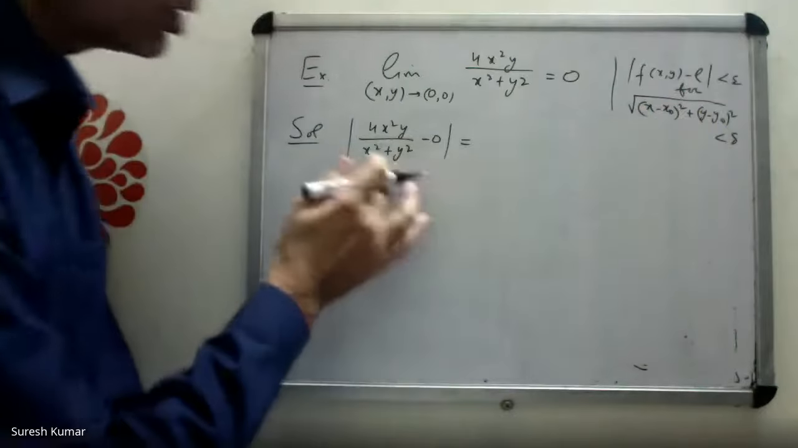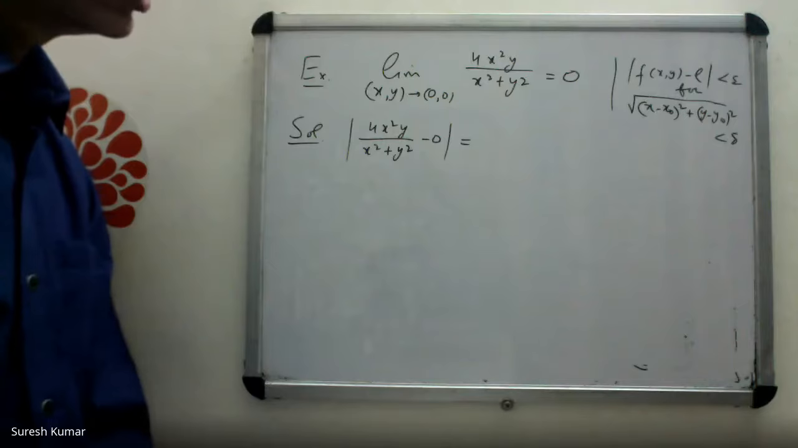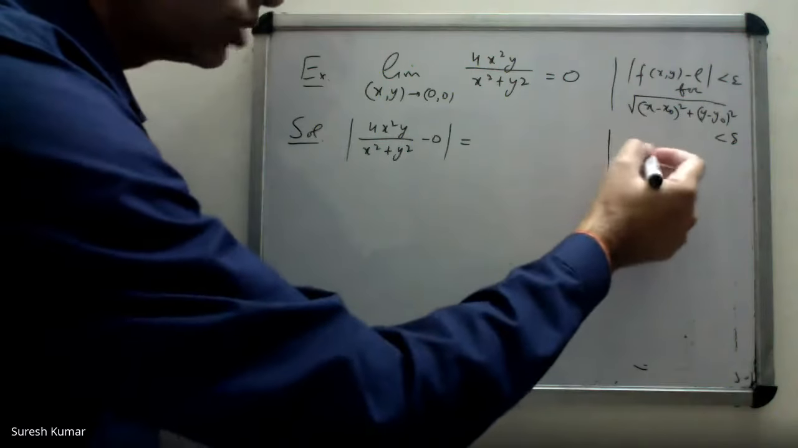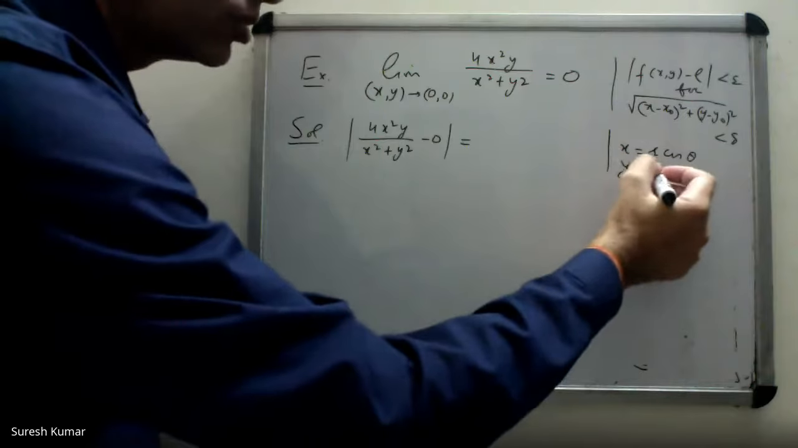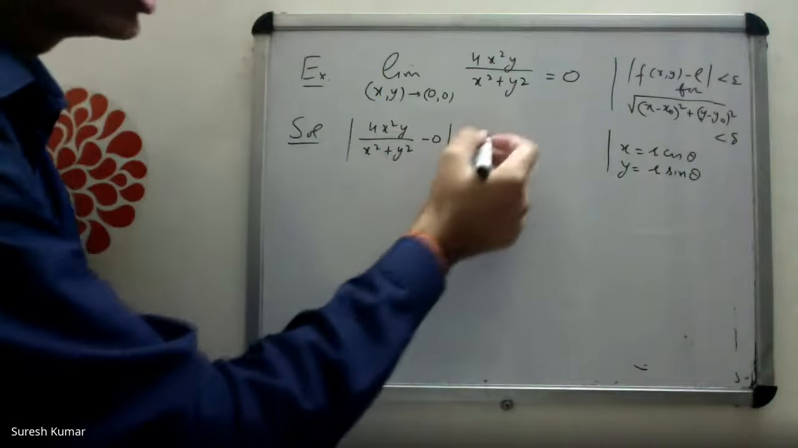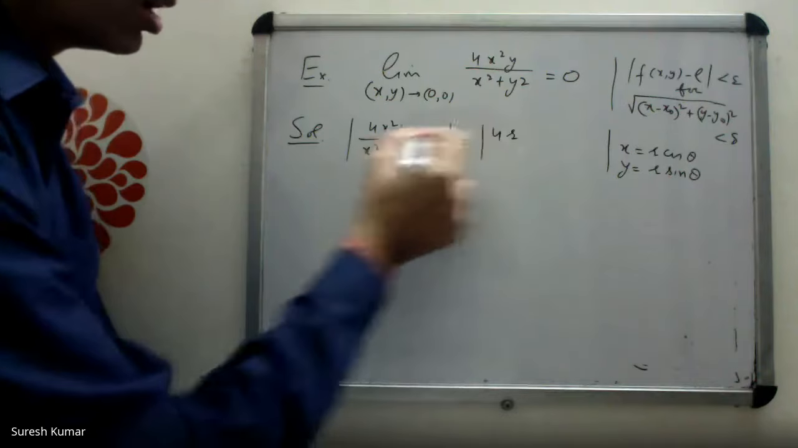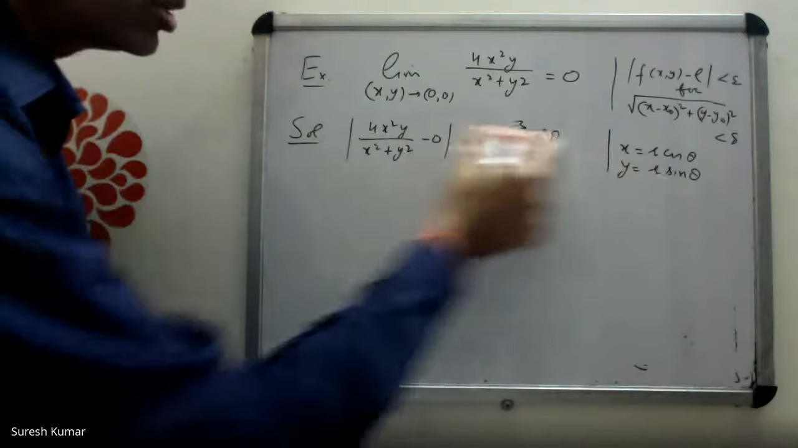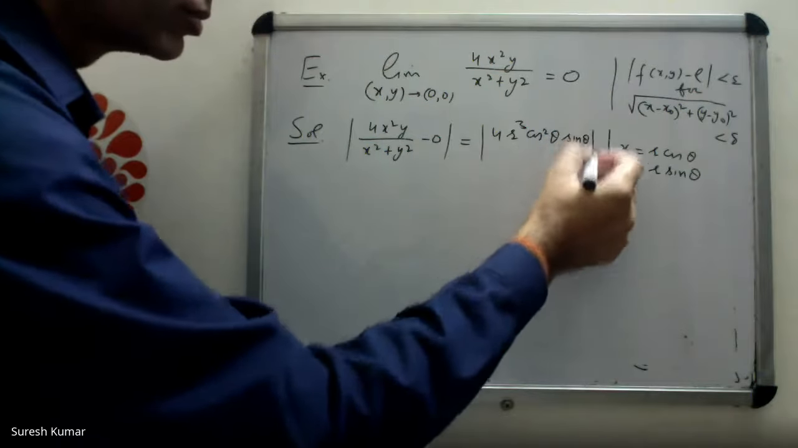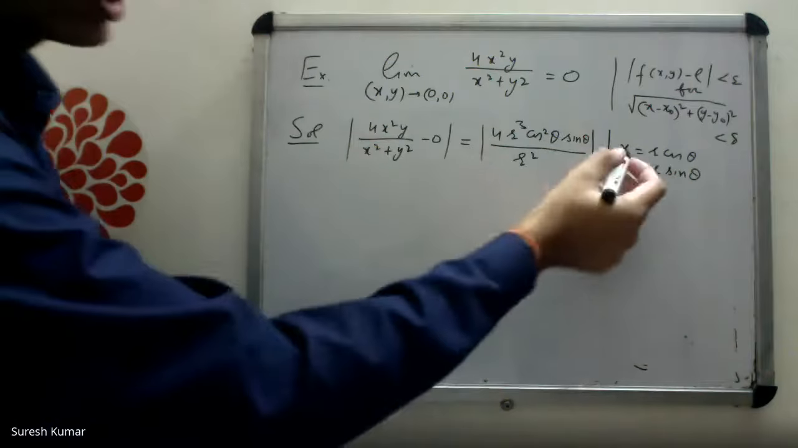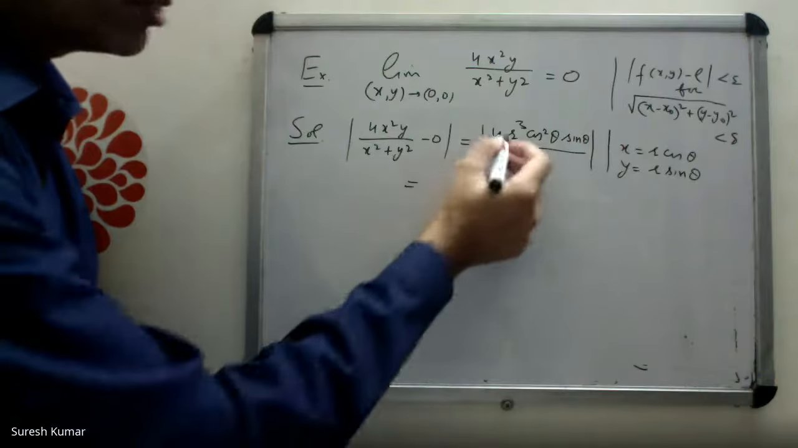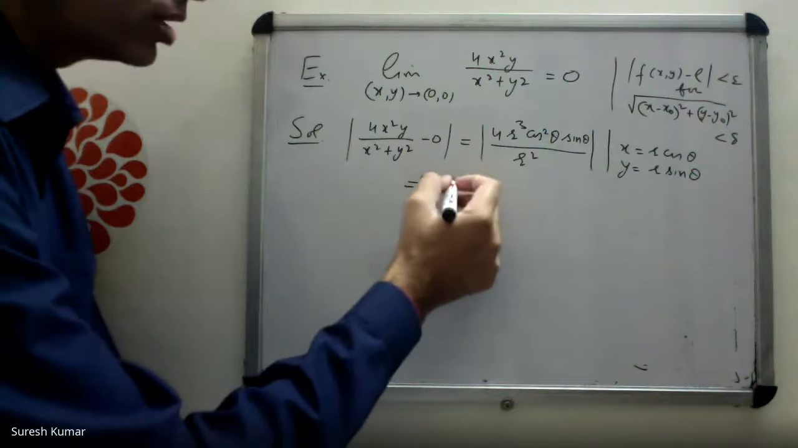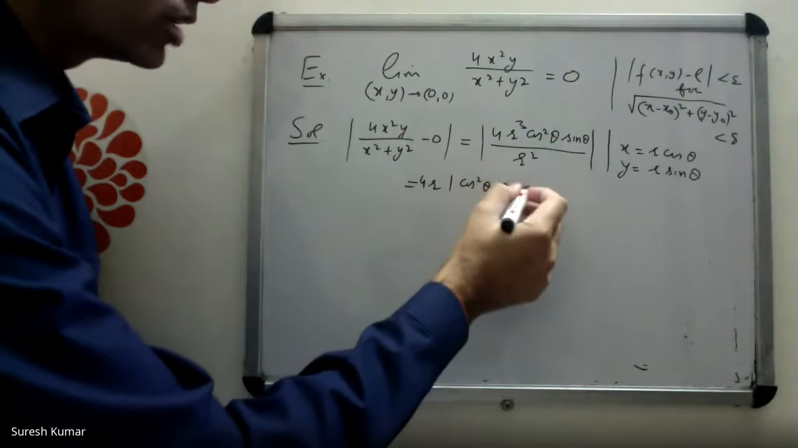Now establishing such a condition directly is not looking feasible. So see what I do to get such a condition. Put x equal to r cos theta, that means use polar coordinates, and y equal to r sin theta. What do I get? 4 times r³ cos²theta sin theta, divided by r square, because x² plus y² is r². So you are left with 4 times r, you can write r outside, 4 times r times the modulus of cos²theta sin theta.